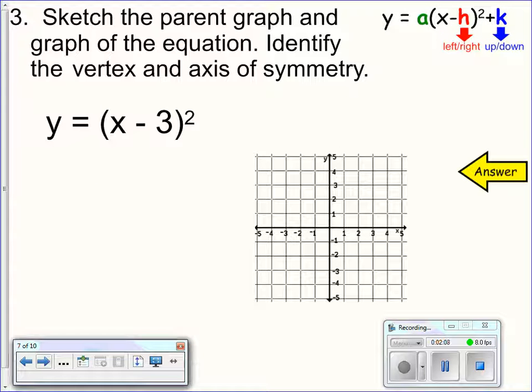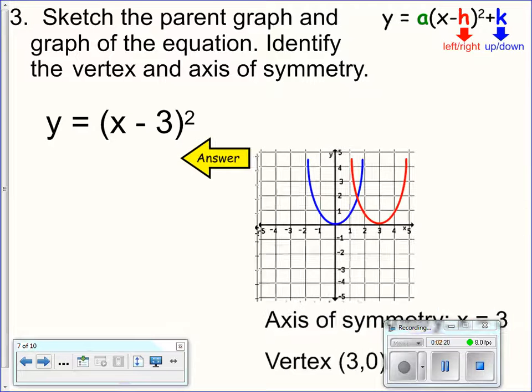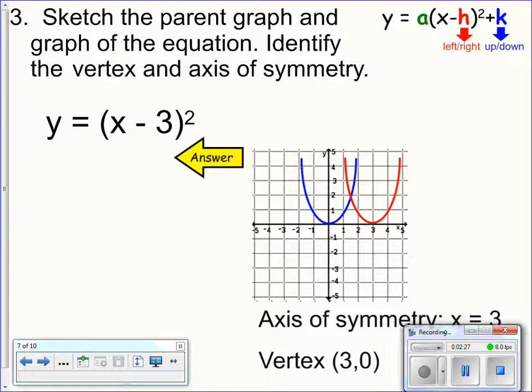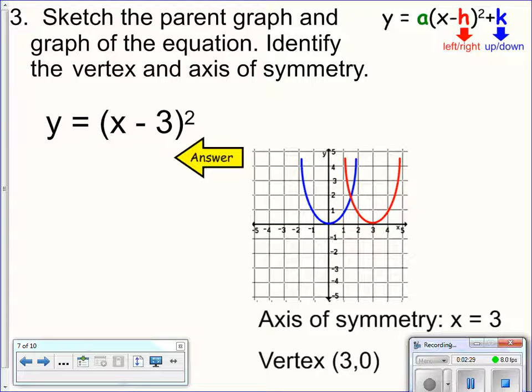All right, we're going to sketch this parent graph and the one of the new equation. So we can see that this is (x minus 3) squared, which means it's going right 3 places. So when we graph it, we have our parent graph of the blue one, and we go right 3 places, which means that our parabola is now sitting at x equals 3, so that means our vertex is (3, 0).